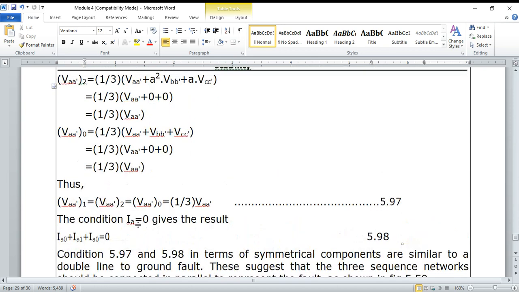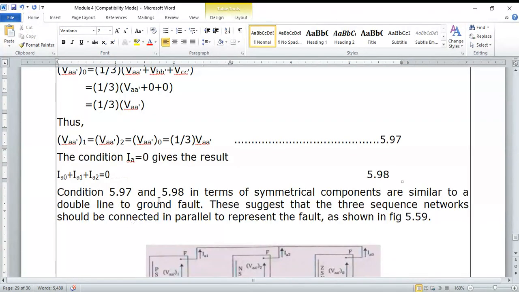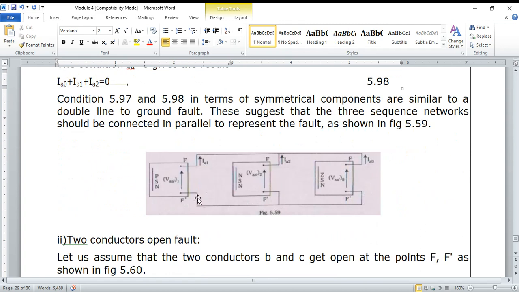And one more condition: IA is equal to 0, which implies that IA0 plus IA1 plus IA2 is equal to 0. From conditions 5.97 and 5.98, we can write like this, as we already got from the equations. Voltages are in parallel, since you treat the positive sequence network, negative sequence network, and zero sequence network in parallel here. And as you know, IA1 plus IA2 plus IA0 is equal to 0 as per the KCL. Clear? This is about how we can proceed with the one conductor open fault.